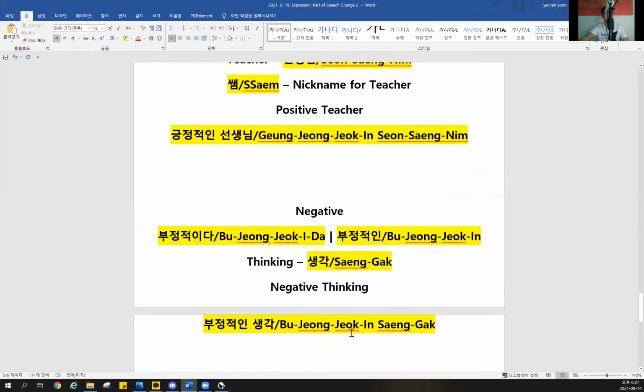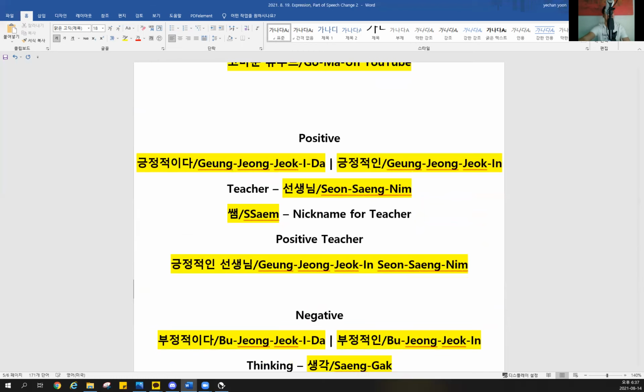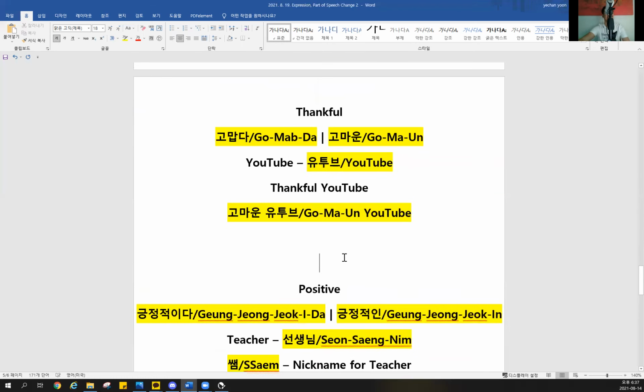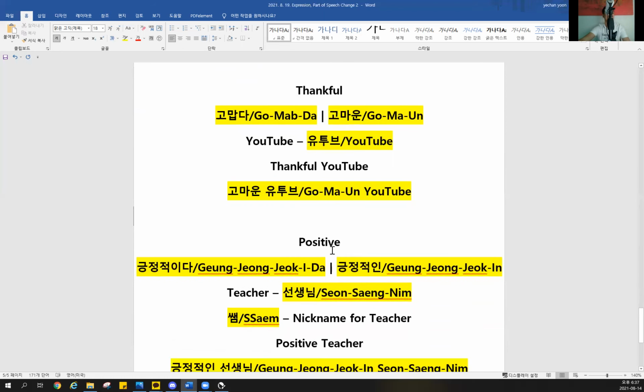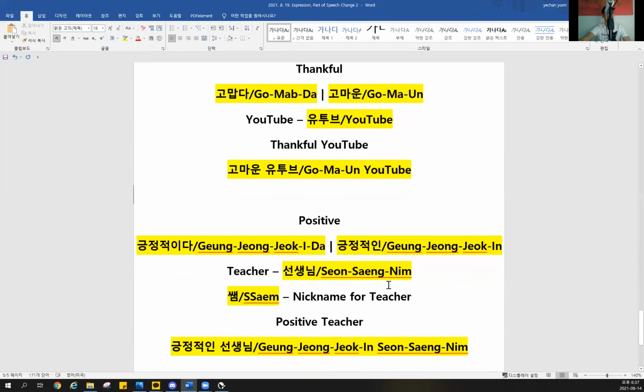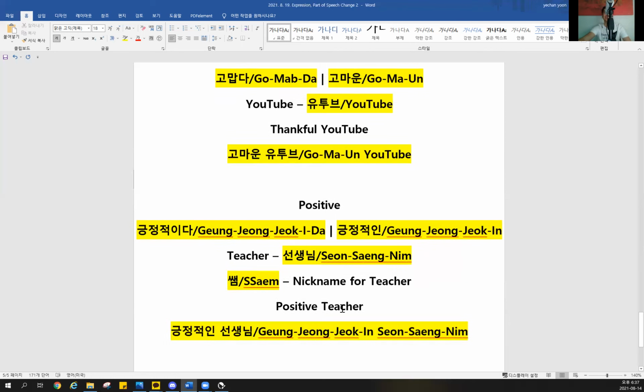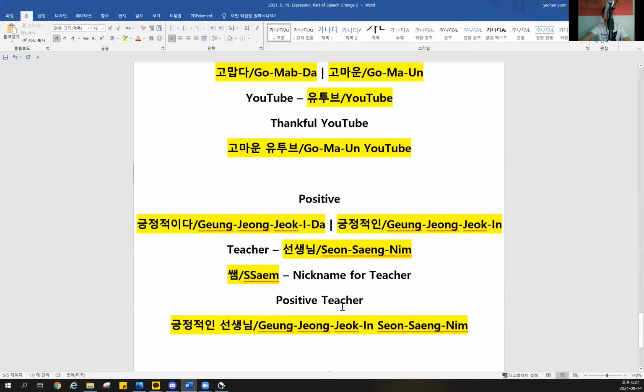Positive, how you can say 긍정적이다. Changing form is what? 긍정적인. So teacher, I give the example with the teacher. Teacher, you can say 선생님. 선생님 is the teacher. And Sam is the nickname for the teacher. So you always can say to me that Sam. So positive teacher, how you can say 긍정적인 선생님.